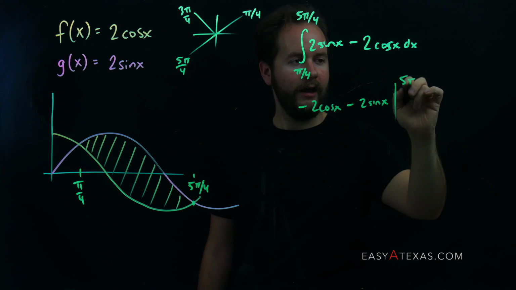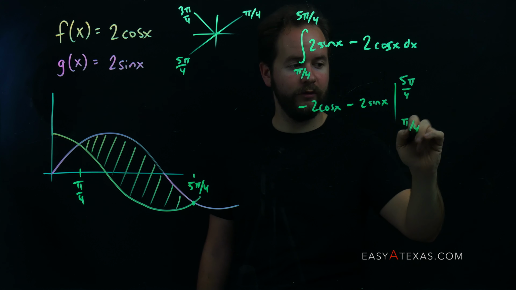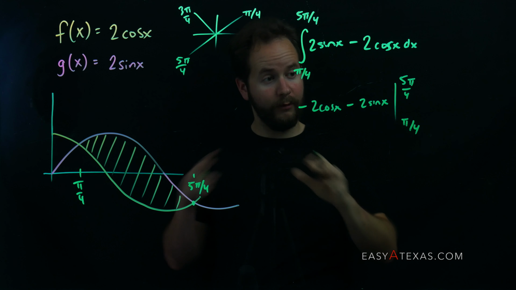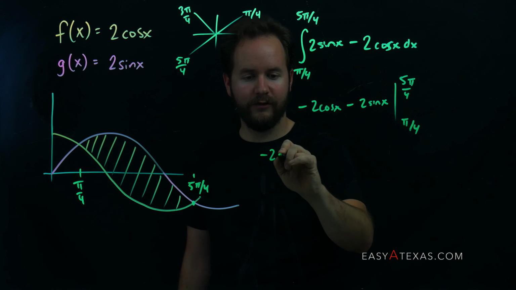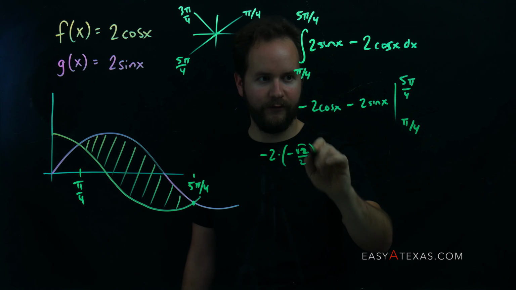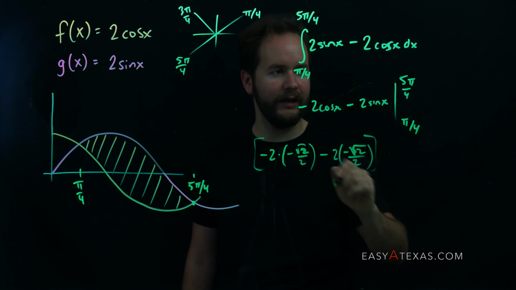Now we're going to plug in our bounds. As I've said, sine of pi over 4 and cosine of pi over 4 give us root 2 over 2, and the cosine and the sine of 5 pi over 4 give us negative root 2 over 2. So I'm going to plug all these things in. This is going to be negative 2 times negative root 2 over 2. This is because I'm plugging in 5 pi over 4. Minus 2 times negative root 2 over 2. That's all I get when I plug in the upper bound.